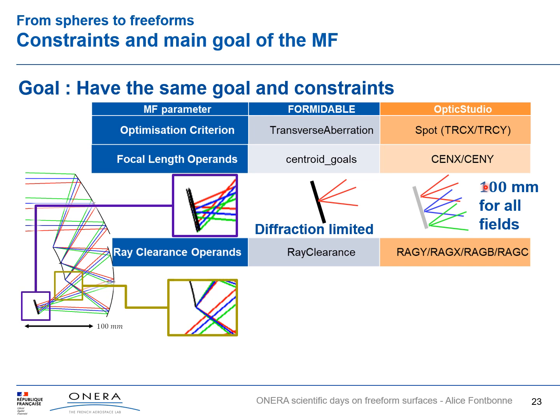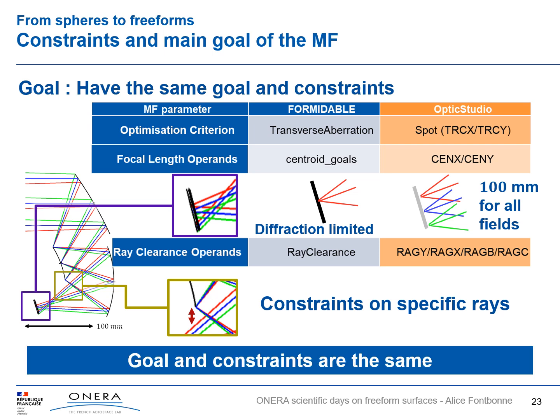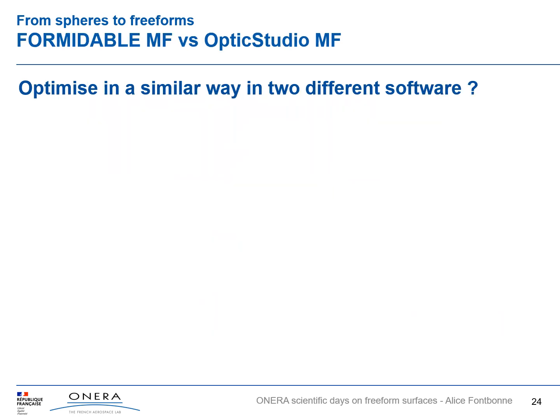And the next constraint, and last constraint, is the recurrence operands, which is named recurrence in Formidable, and we can use RAGY, RAGX, RAGB, and RAGC in OpticStudio to do so. So the goal here is that a ray does not cross M2, for example, twice. So we constrain specific rays. So goal and constraints are quite the same in OpticStudio and Formidable.